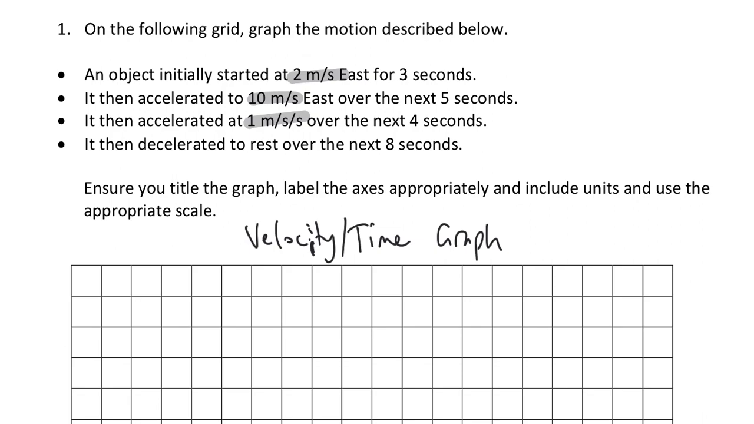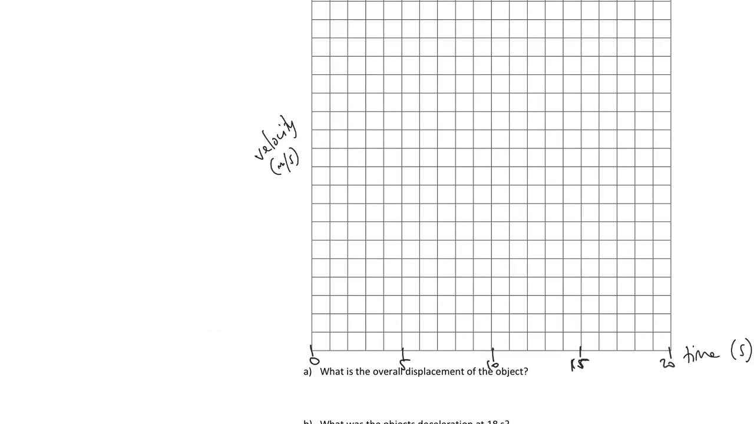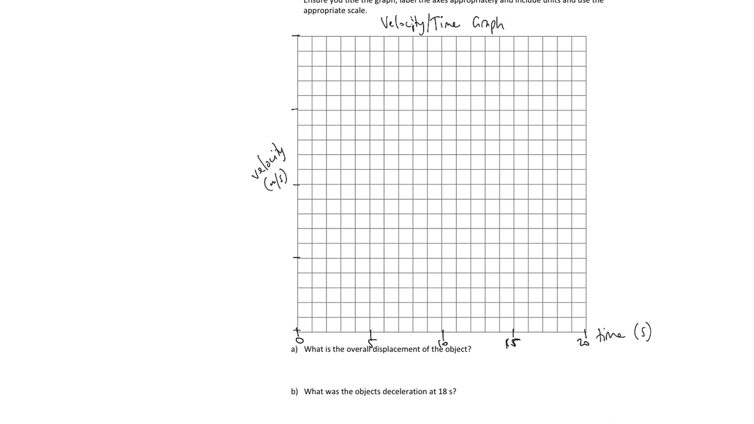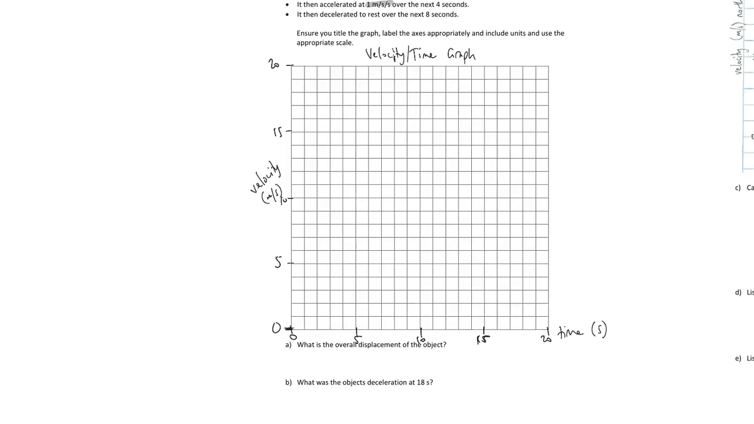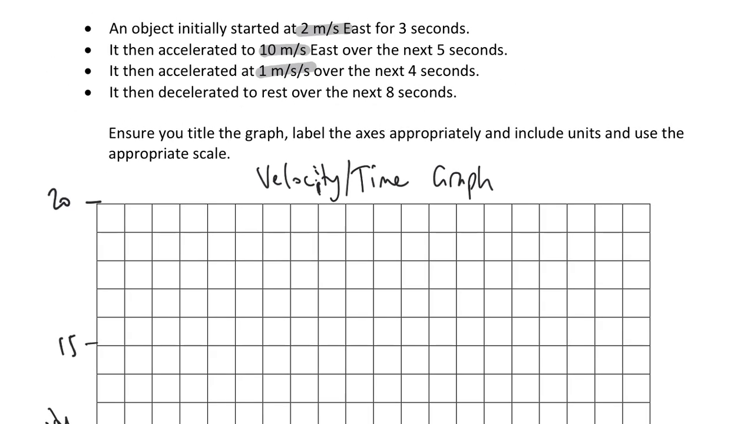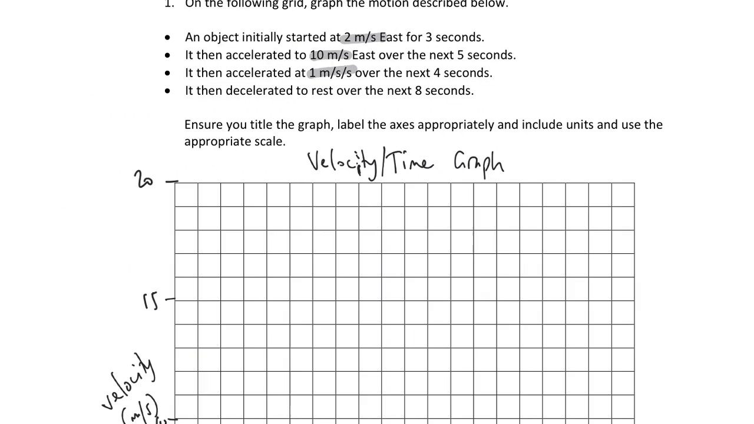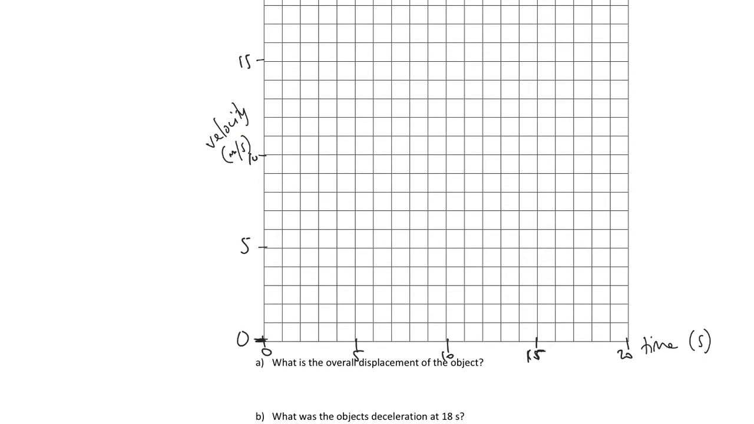So let's have a look. I got 20 boxes up, 5, 10, 15, and 20. If we do ones over here, that's also going to be good. 10, 15, and 20. Because this is a velocity time graph, I'm missing one piece of information: the direction on the velocity. It seems that all of these things are going east, so we'll just use velocity east.